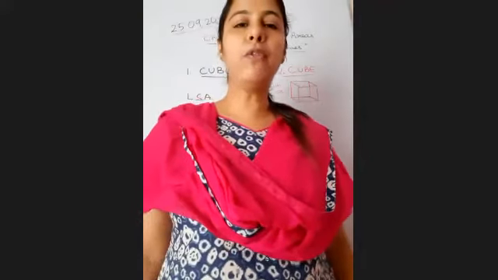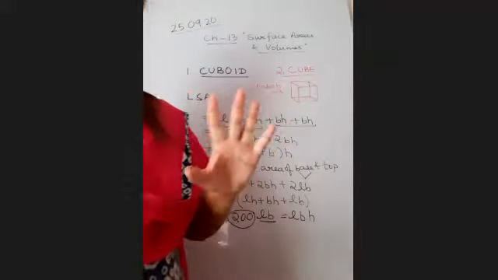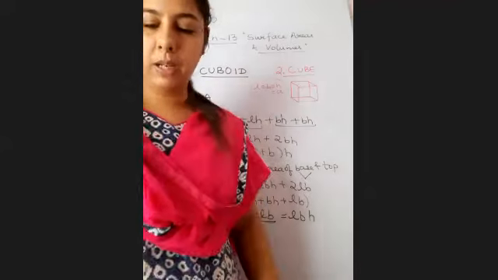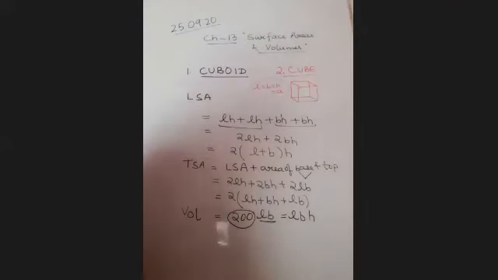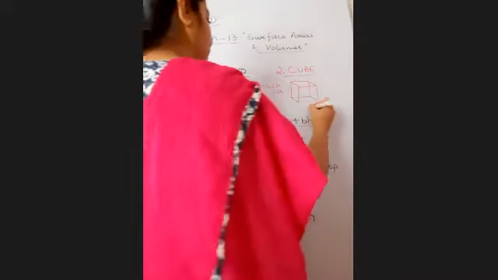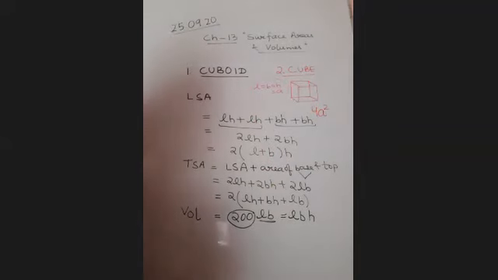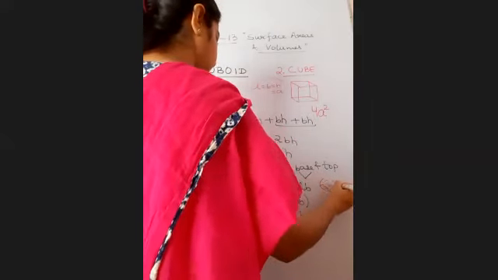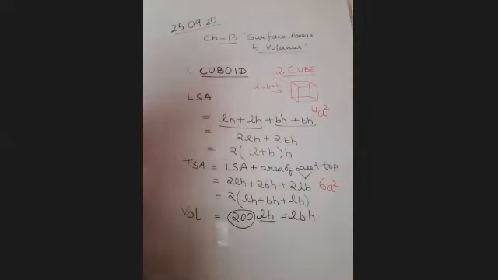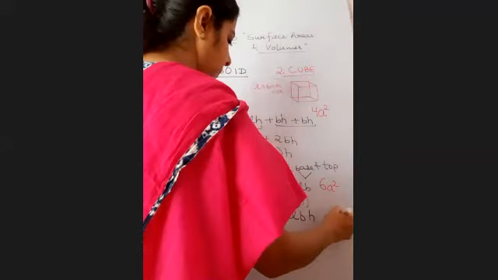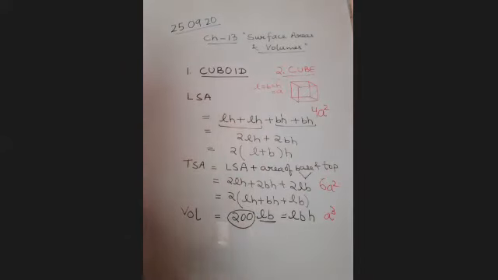We want to find the lateral surface area. Lateral surface area means the area of face 1 plus face 2 plus face 3 plus face 4. Can you tell me what it will come out to be? 4A square. What will be the TSA? 6A square. And what will be the volume? A cube. Right? So we have discussed cuboid and cube.